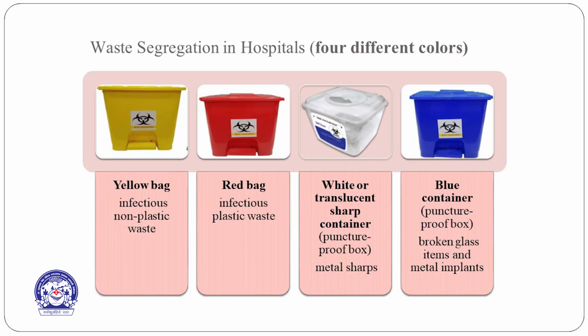Waste segregation in hospitals has been categorized into four different colors. Yellow bag, broadly for infectious non-plastic waste. Red bag for infectious plastic waste. White or translucent sharp container, a puncture-proof box, for metal sharps. Blue container is again a puncture-proof box which includes broken glass items and metal implants.